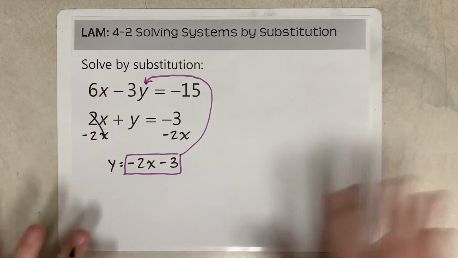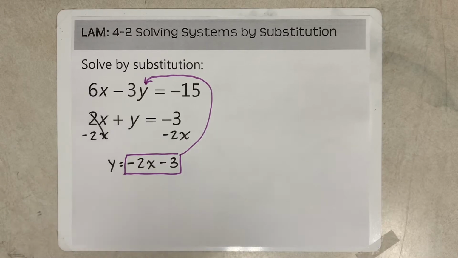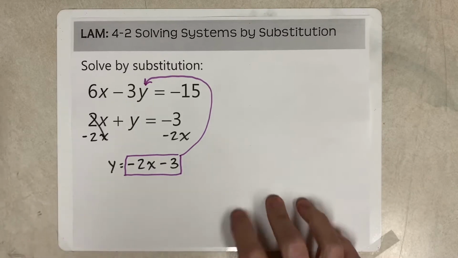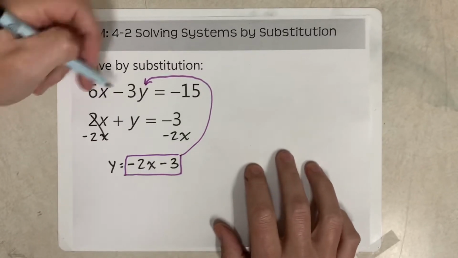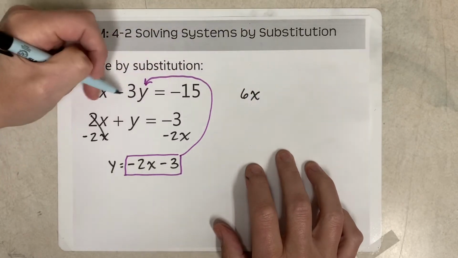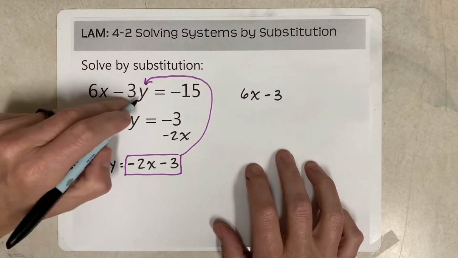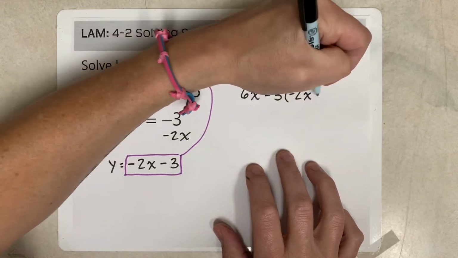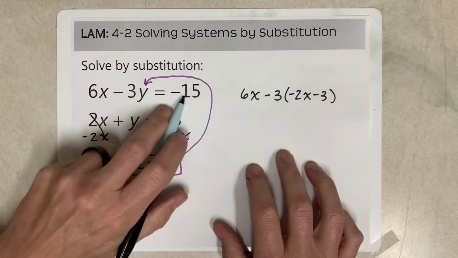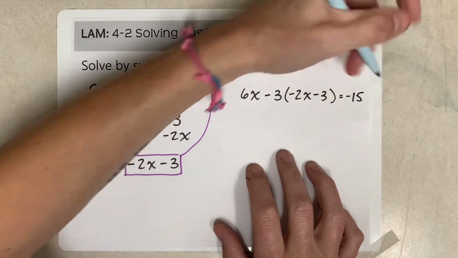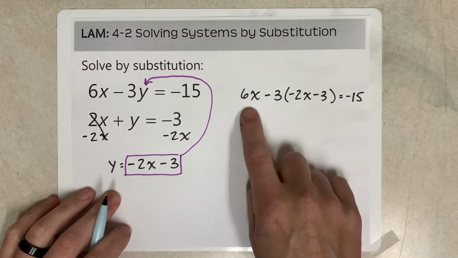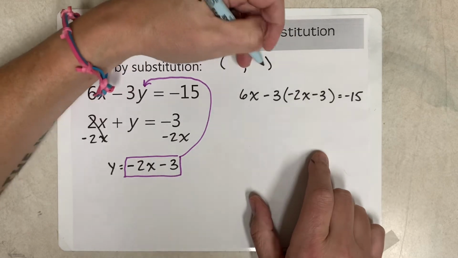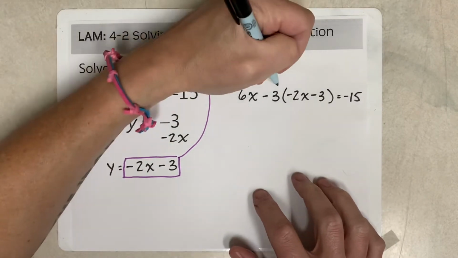And these problems are all over the place, so it's kind of hard to keep this stuff boxed in one little place. It kind of spread all over the paper. So this time what I'm going to do is I'm going to say 6x minus 3 times, not y, but -2x minus 3 equals -15. Now I have one equation with one variable, and that variable this time is x. So here's what I'm trying to find, x and y, and it looks like I'm going to get the x first. So here we go.